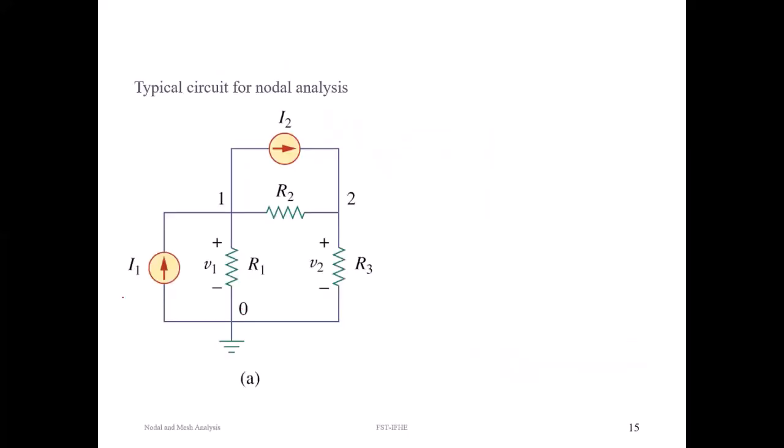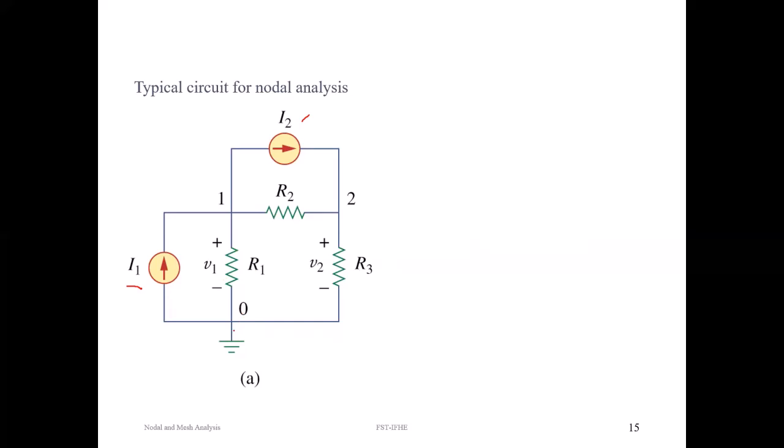Now let us write the nodal equations for this circuit. Do remember, when we go for nodal analysis: if the circuit consists of more current sources, then we go for nodal analysis. If the circuit consists of more voltage sources, then we go for mesh analysis. In this circuit, there are two current sources I1 and I2, and three resistors R1, R2, R3. We need to find the node voltages.